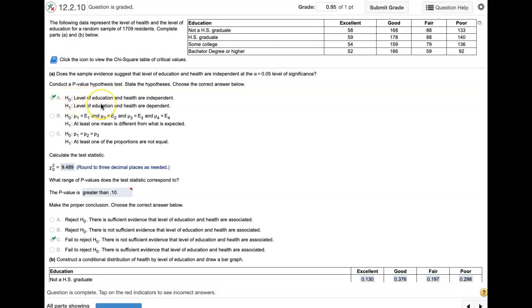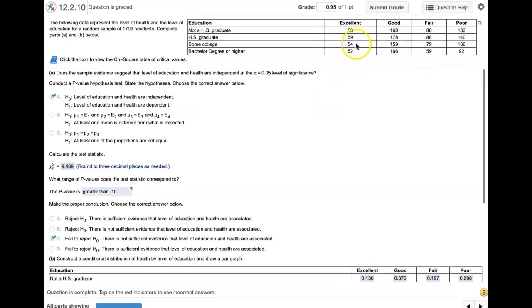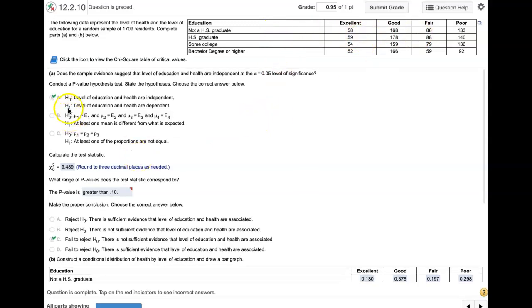It's the first choice. The null is level of education and health are independent, meaning there is no relationship between your education and your health level. And the alternative would be that they are not independent, or dependent is the other way to say it.